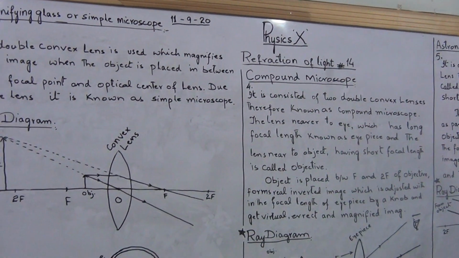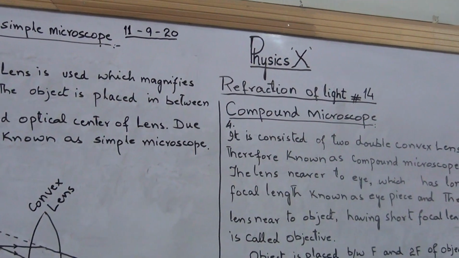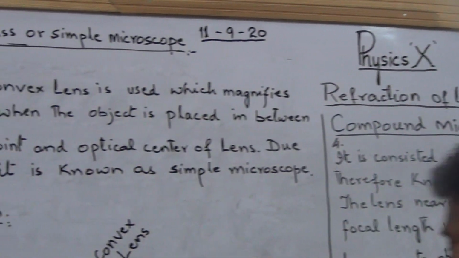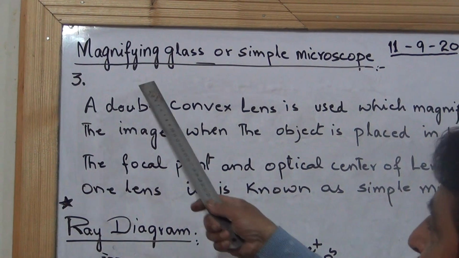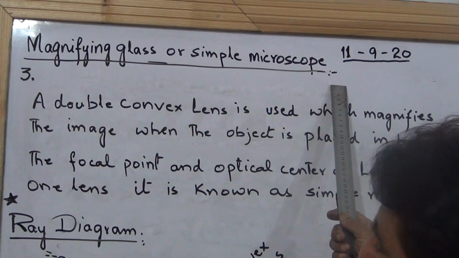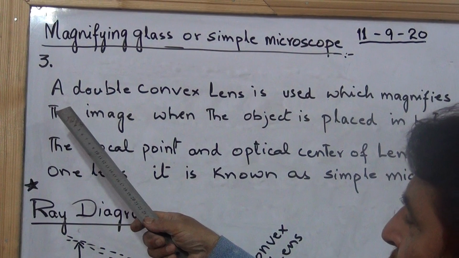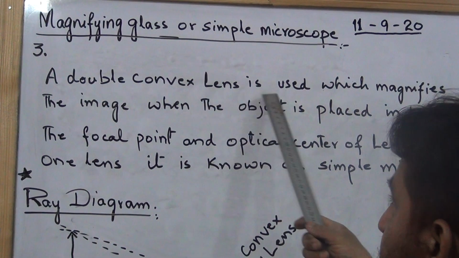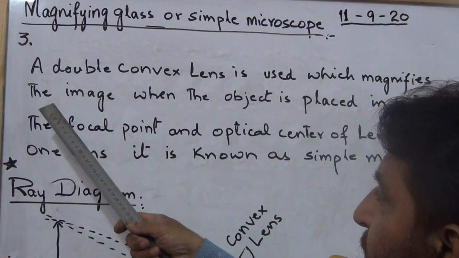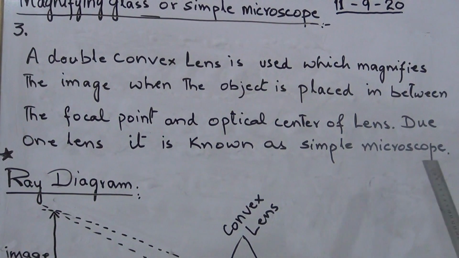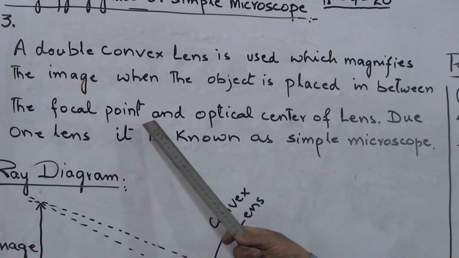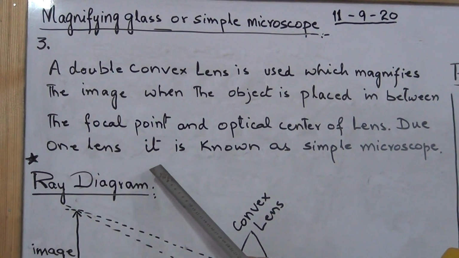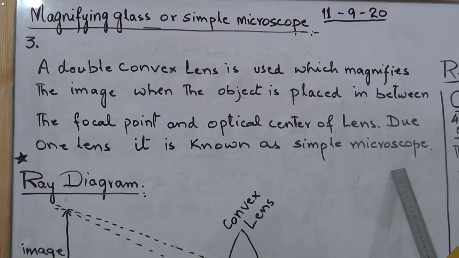Okay, dear students, we are studying about optical instruments. Now, we will study the optical instrument known as the magnifying glass or simple microscope. It can be defined as follows: a double convex lens is used, which magnifies the image when the object is placed between the focal point and the optical center of the lens. Due to the single lens, it is known as a simple microscope.